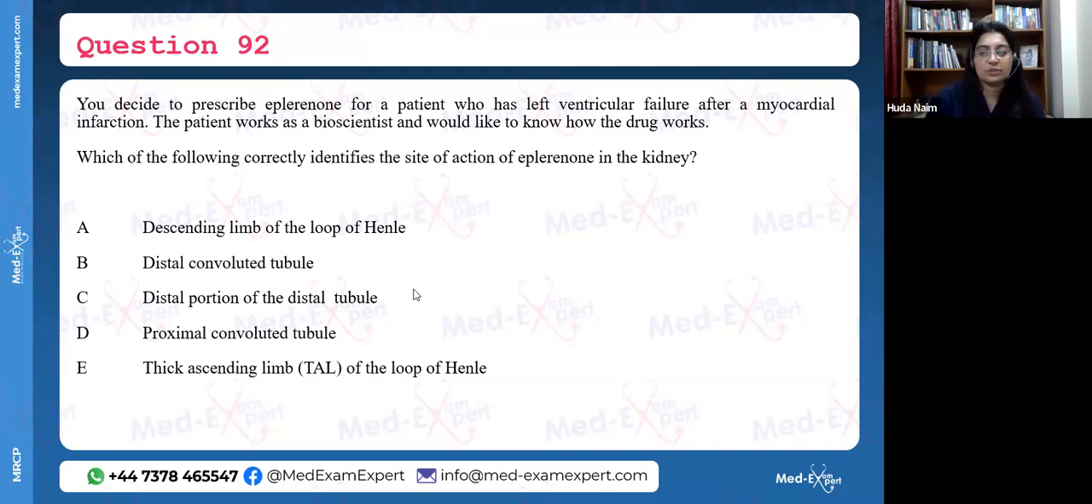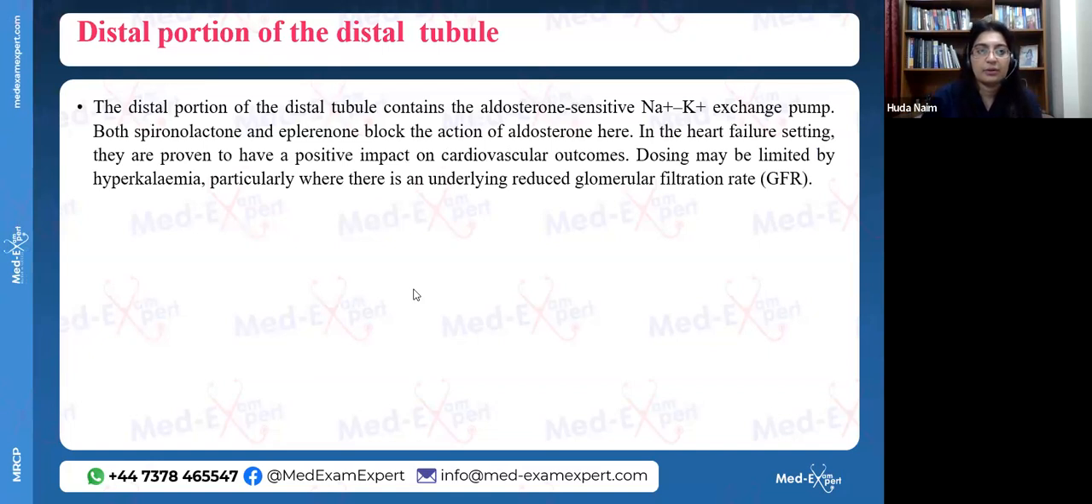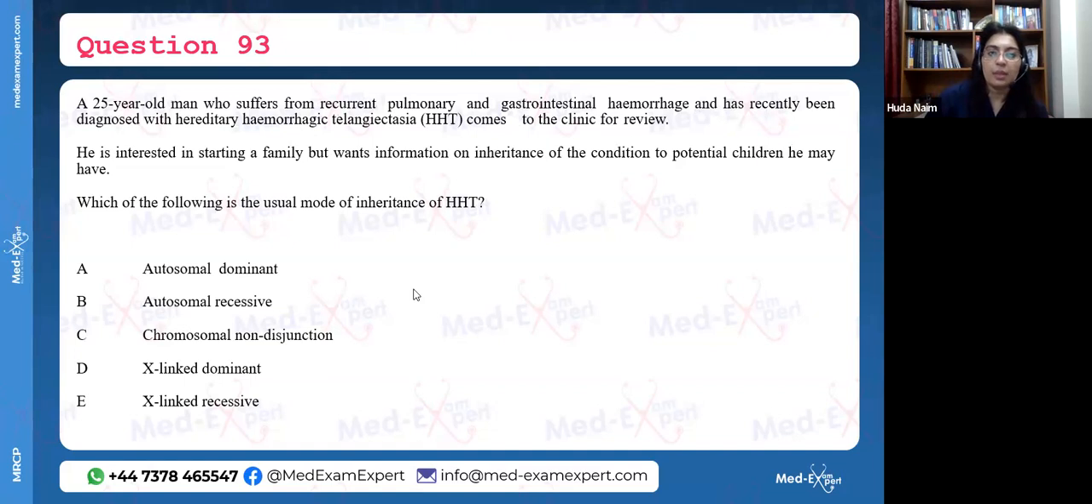Very good, Dr. Moore and Dr. Smilin. So eplerenone is basically an aldosterone receptor antagonist, and that functions at the distal portion of the distal tubule. Okay, good job. So it has almost similar function to spironolactone. Good, Dr. Anam. Very good.